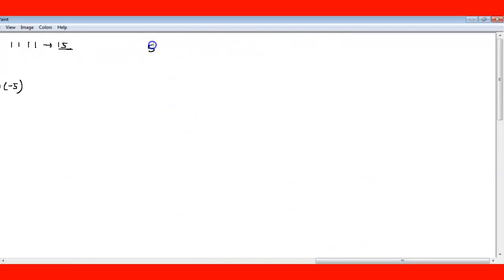Consider an example: 5 into -3. This result should become -15. So 5 in binary is 0, 1, 0, 1. And 3 in binary is 0, 0, 1, 1. So you have to take the second complement for -3. So we can write 1, 0, 1, 1. So this is the 5, this is the -3.